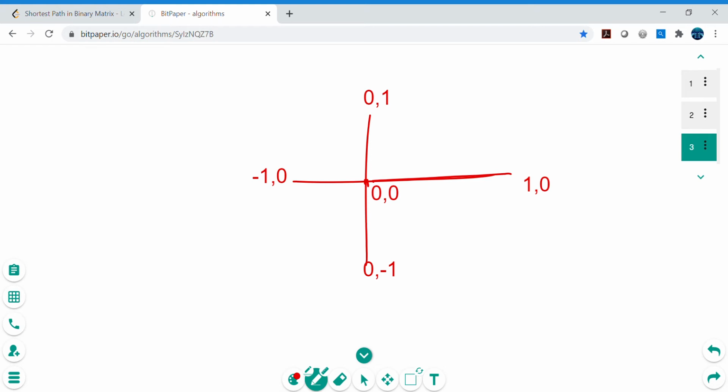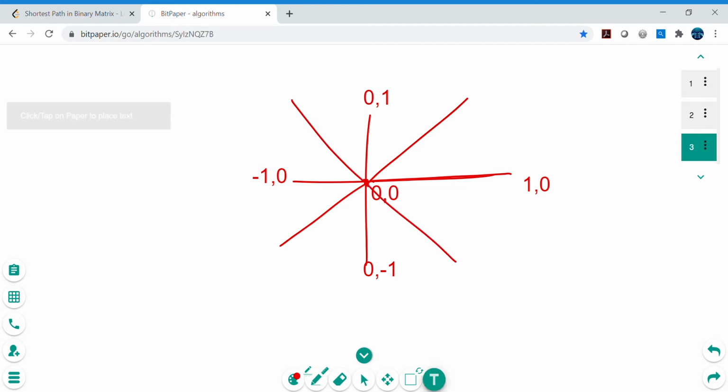Now we can move not only in 4 directions, but in 8 directions as well, right? So 8 directions means we can go diagonally as well. So we can move in this direction, this direction, this direction, and this direction as well. Okay, so what does that mean?